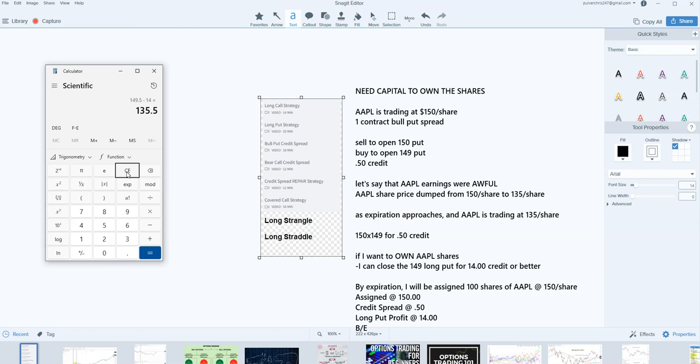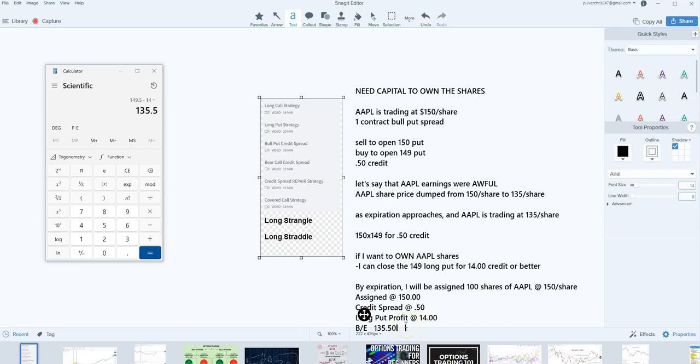I actually own the shares of Apple after the weekend, after the assignment, after the long put, after the credit. I actually own the shares at $135.50. So my break even is 135.50. Pretty nice, huh? Now remember, the actual share price, let's say we're trading at 135. It doesn't mean that I'm immediately profitable, but it does mean that I rode that stock down almost dollar for dollar, tick for tick with the dump.